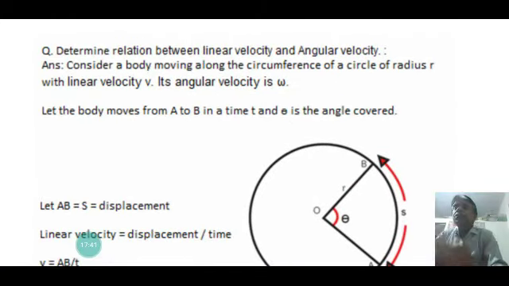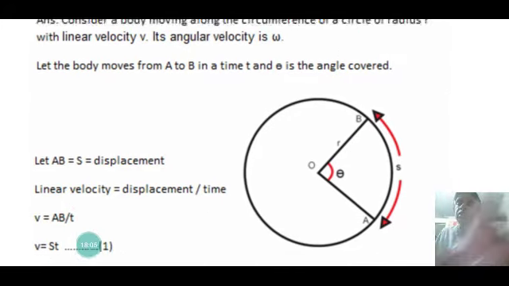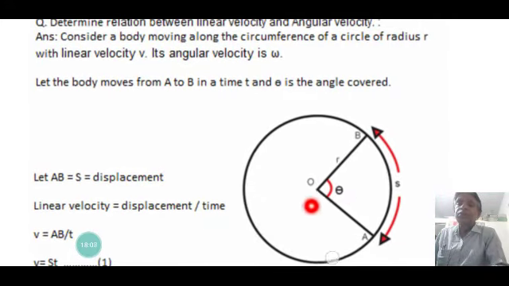First, to determine the relationship between linear velocity and angular velocity, it is given in more detail in this slide. Consider a body moving along the circumference of a circle of radius r with linear velocity v, the velocity of the object moving in the circle, and angular velocity omega. Let the body move from A to B. It is given here: the body moves from A to B.